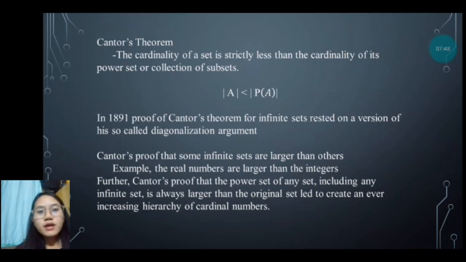Further, Cantor's proof that the power set of any set, including any infinite set, is always larger than the original set led to an ever-increasing hierarchy of cardinal sets. This proved that the set of real numbers is uncountable. Cantor was able to prove that there is an increasing sequence of larger and larger infinite sets, or should we say, infinitely many different infinities.